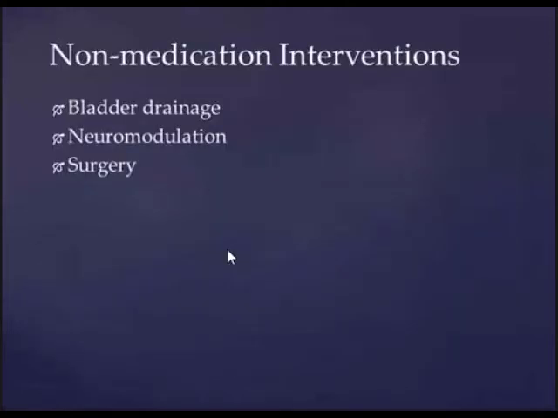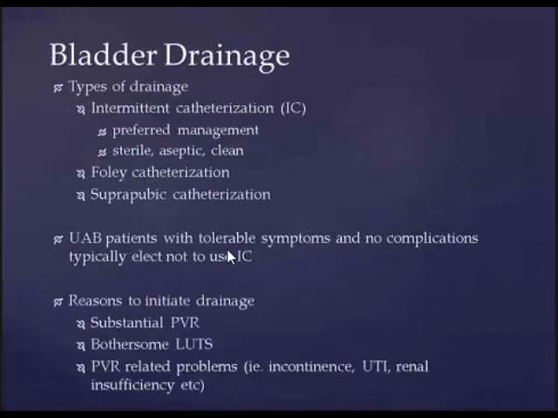Some non-medication interventions, just real quick. Bladder drainage. As a wise man says, we're catheter docs at the end of the day, and we need to know all about bladder drainage. We need to know about neuromodulation a little bit, and surgery. So bladder drainage. I wanted to look at catheters a little bit because we never really hear about them. So types of drainage: intermittent catheterization, Foley catheterization, suprapubic catheterization, and I guess you could have nephrostomy tubes and stuff, but that's not bladder drainage.